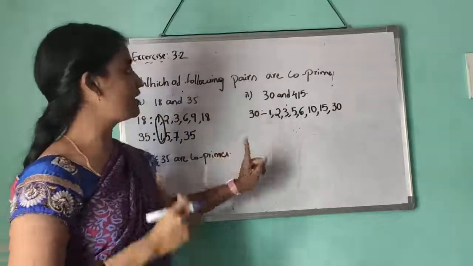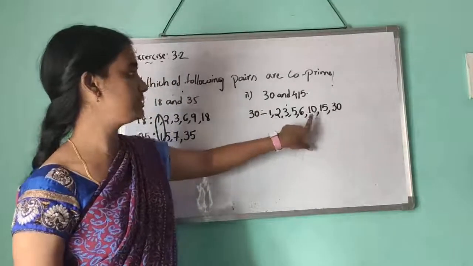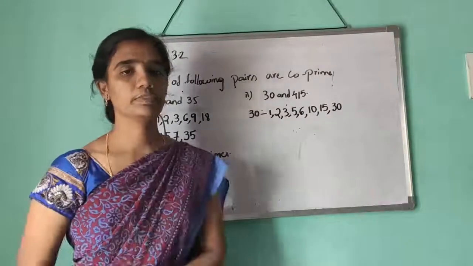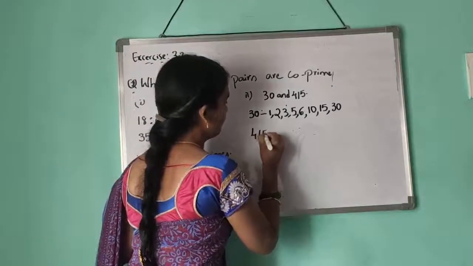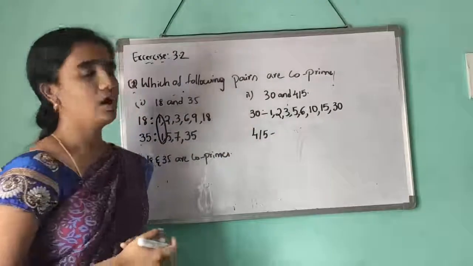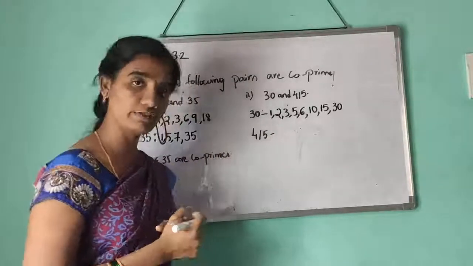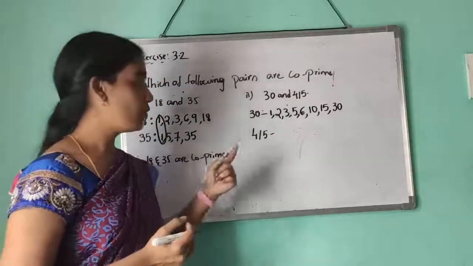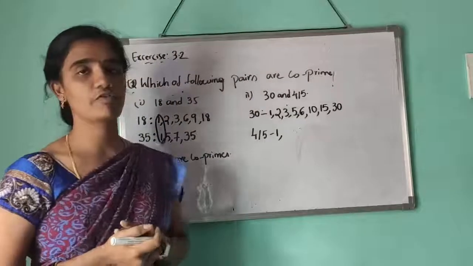So the factors of 30 are 1, 2, 3, 5, 6, 10, 15, 30. Now we have to find the factors of 415. How to check? We have to start with 1. 415 is divisible by 1. Yes, 415 is divisible by 1. So 1 is a factor of 415.